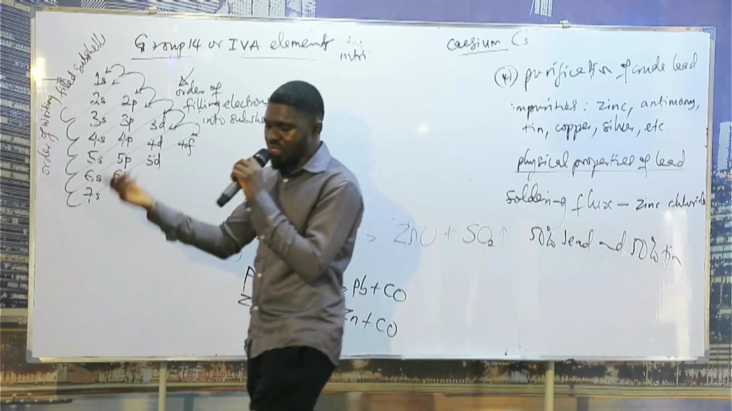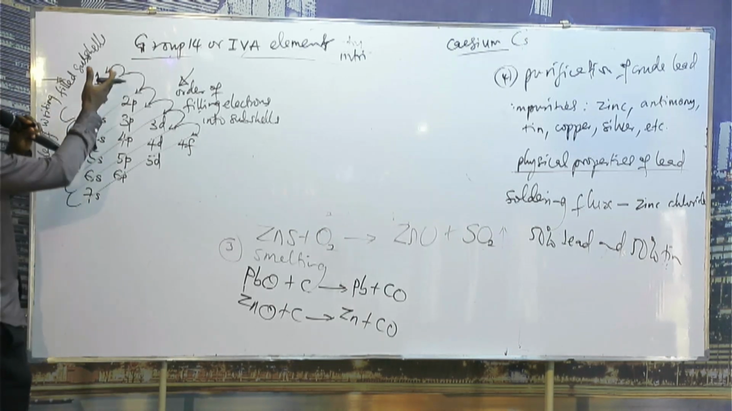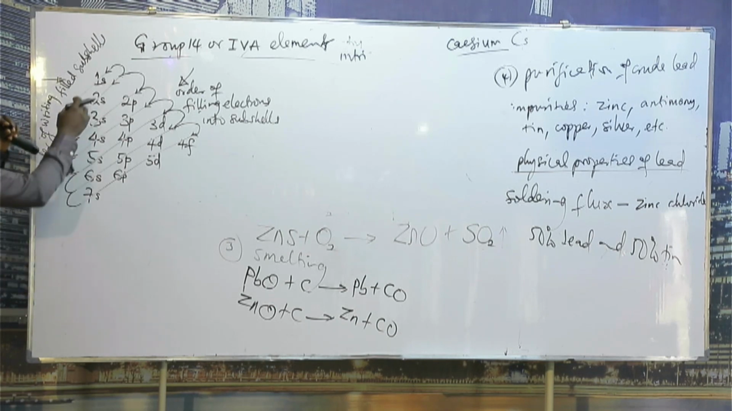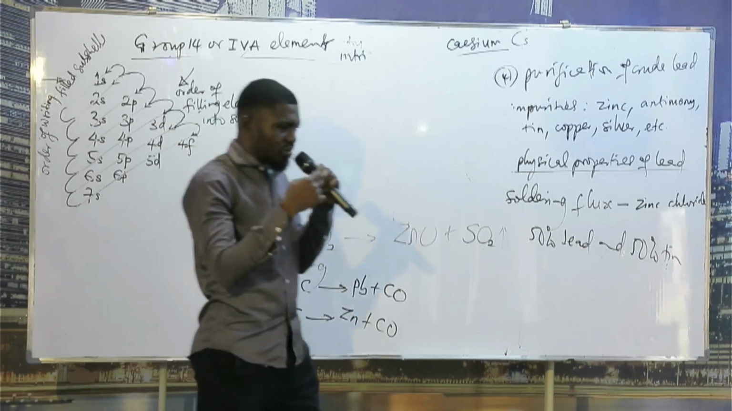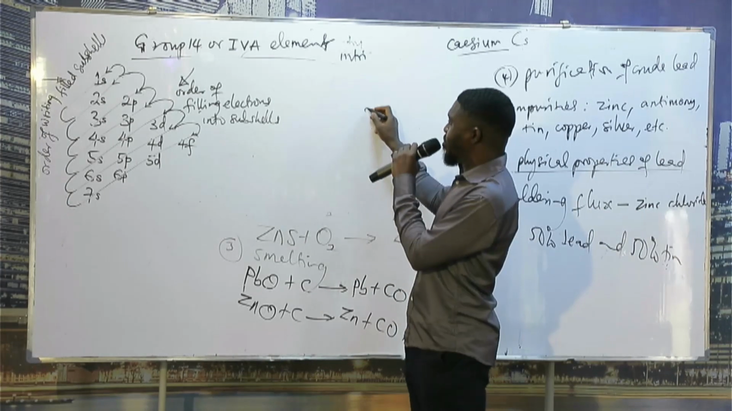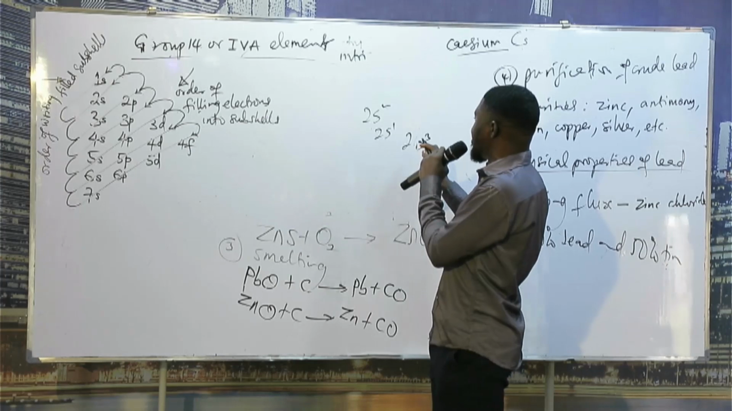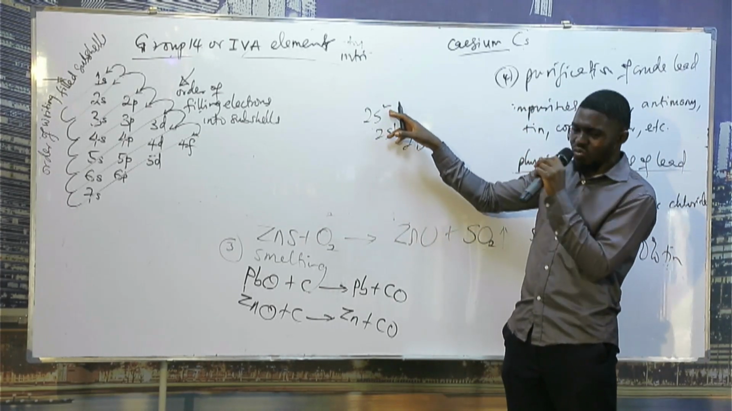When you are filling subshells, listen carefully. I've already arranged the subshells the way they should be filled. Who can tell me the maximum number of electrons the S subshell can accommodate? 2, right? It cannot take more than 2, but it can take less. So if I'm filling electrons into S, I can fill 2 or I can fill 1, because the highest number of electrons S can have is 2.